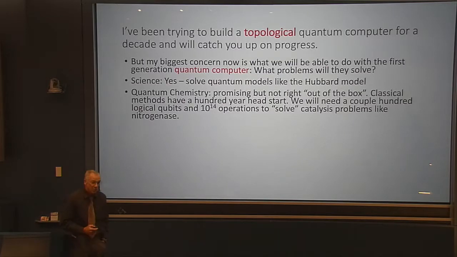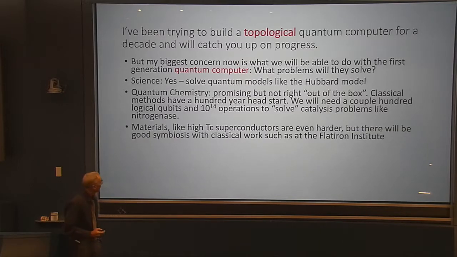Quantum chemistry has been explored. It won't work right out of the box, and I think basically the reason is that classical quantum chemistry is already pretty darn good. We've been working on it for 100 years, and we have great numerical methods, and if you want to get activation energies to a millihartree, you're going to need a quantum computer that can do like 10 to the 14, 10 to the 15 operations. So eventually, quantum chemistry will be a great problem, but not for the first generation.